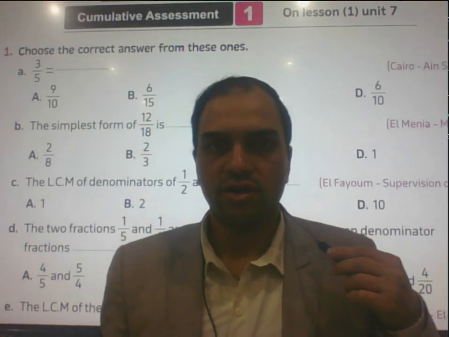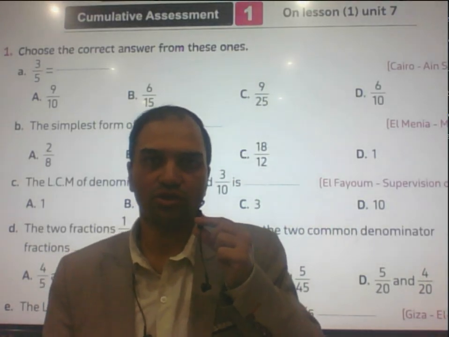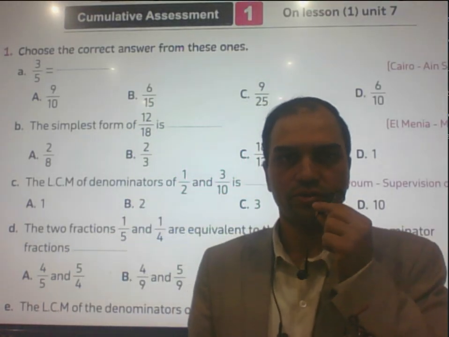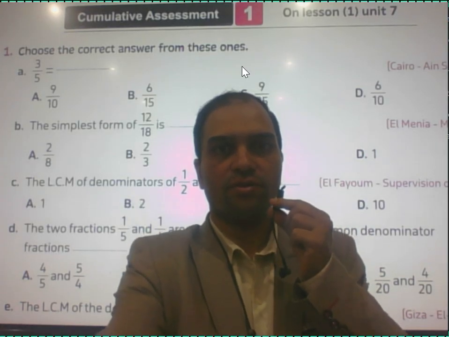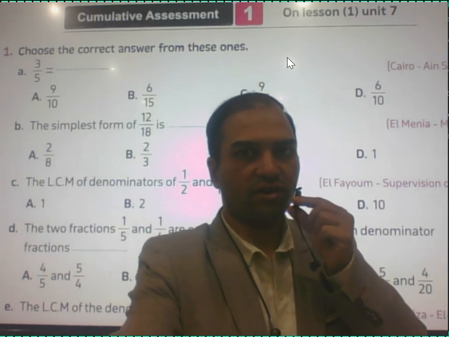Today we'll explain from Al-Moasser book, sheet number 1. Listen to me, second term. Cognitive assessment, lesson 1, unit 7. First question: show the correct answer from those ones. 3 over 5 is equivalent to what?